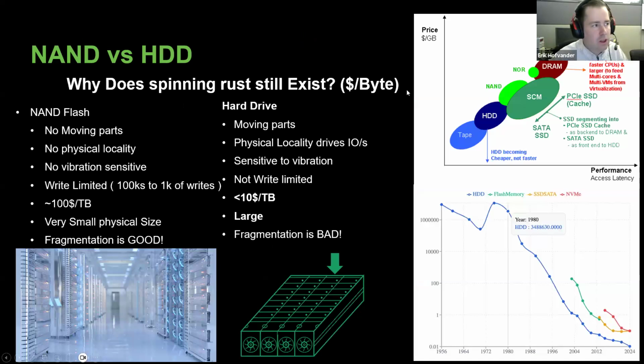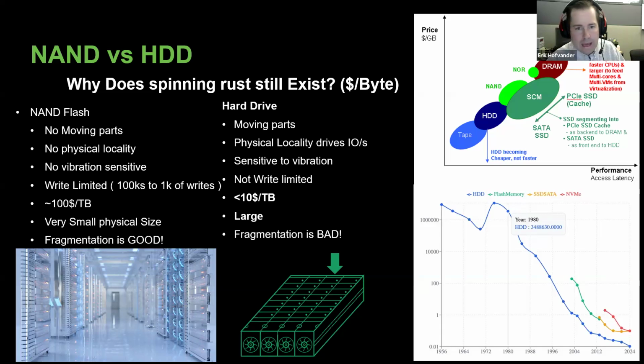So if it's so slow, why does spinning rust still exist? So fundamentally, the answer is money, right? Even though flash has gotten much cheaper, the reason it has gotten cheaper is not necessarily going to stay around forever. And that has been the move from SLC to MLC to TLC to QLC.